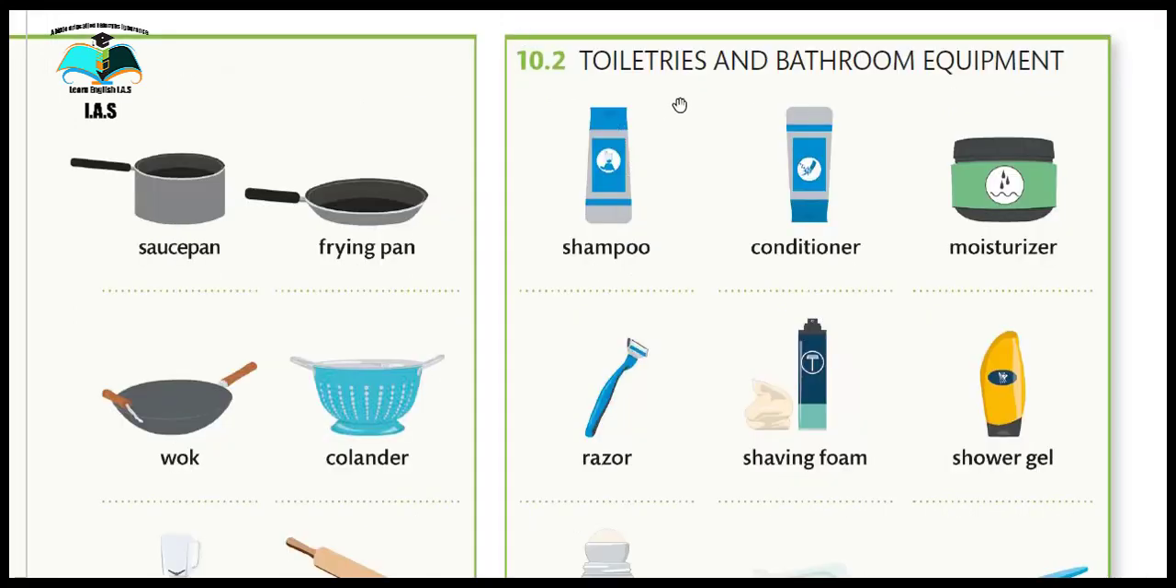Now let's talk about the toiletries and bathroom equipment. Shampoo, conditioner, moisturizer, razor, shaving foam, shower gel. This is a razor, shaving foam, and shower gel.